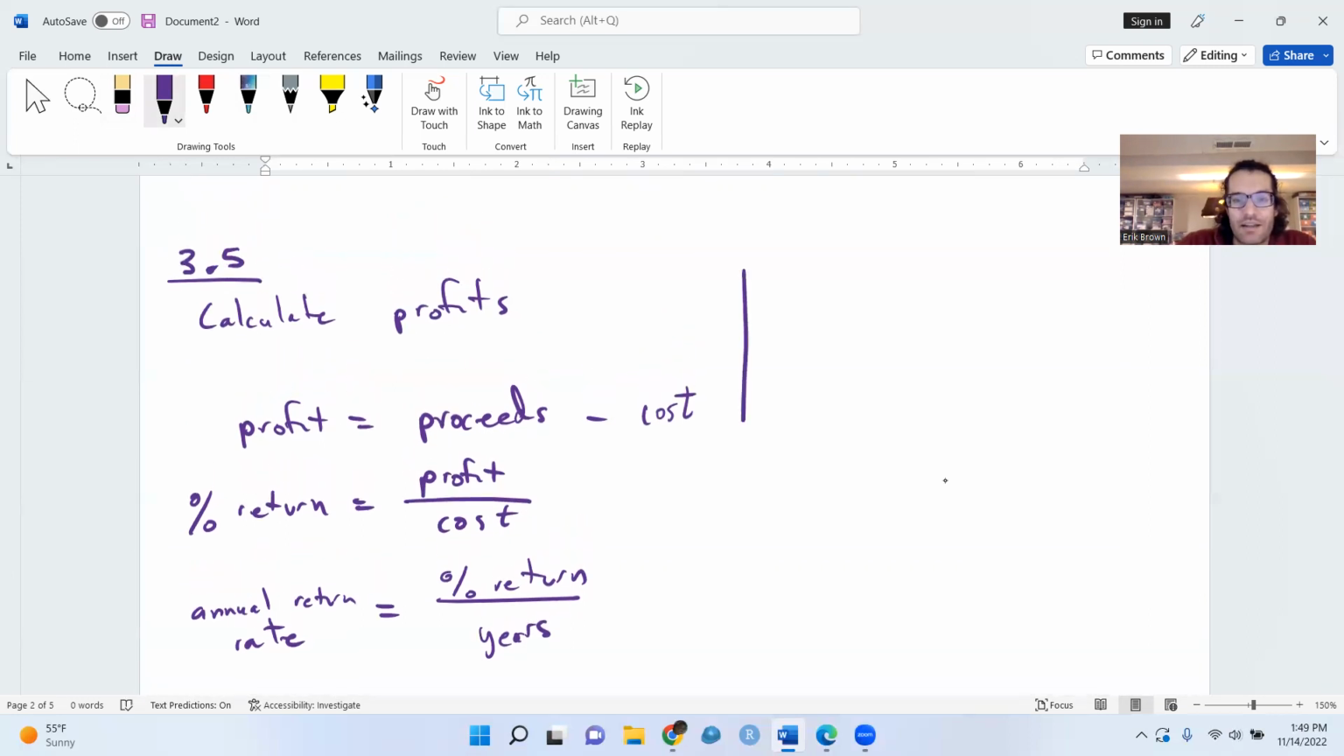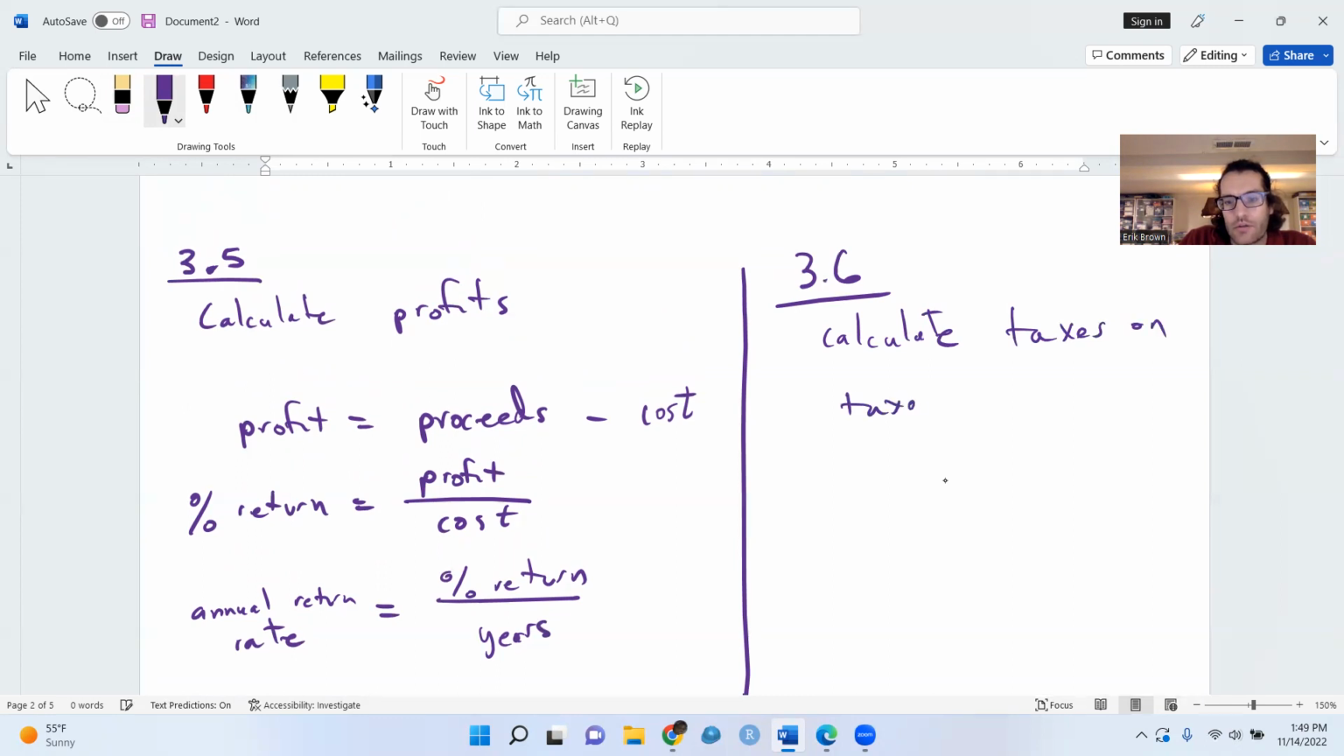3.6 is then also just taxes, and there's not really a formula I can write down. You just need to remember how to calculate the progressive tax rate on taxable income. So remembering it's a percent of the amount of money within each bracket. So there were a few little tricks on that one.